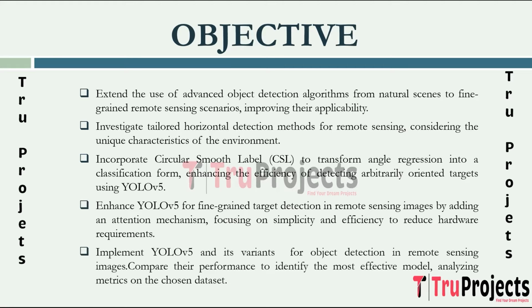The objective of the project is to implement YOLOv5 and its variants, which are YOLOv5S, V5CSL, V5X6, and V8, for object detection in remote sensing images, and compare the performance of these YOLOv5 architectures to identify the most effective model for the given task, and analyze the performance metrics of the implemented YOLOv5 models on the chosen dataset.